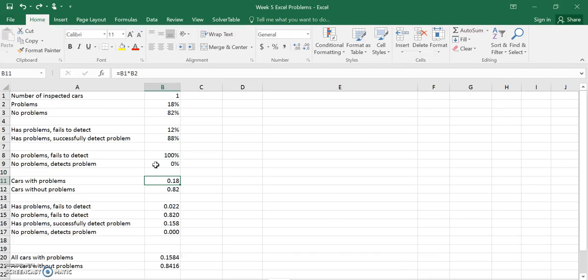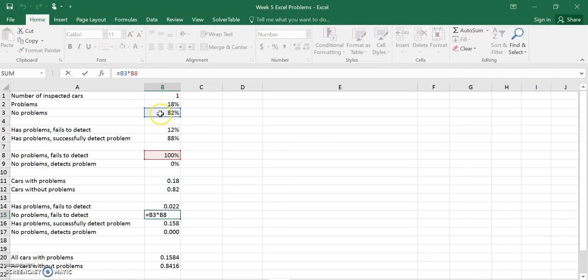All right. And then the other number that's important is that there are, and she got this inverse right as well, 18% of the cars with problems, 82% of the cars have no problems. All right, so now let's go over what she did here, which I think was solid. She multiplied the percentage of the cars with problems times the percentage of the cars that have problems and fail to detect. So that's a good multiply.